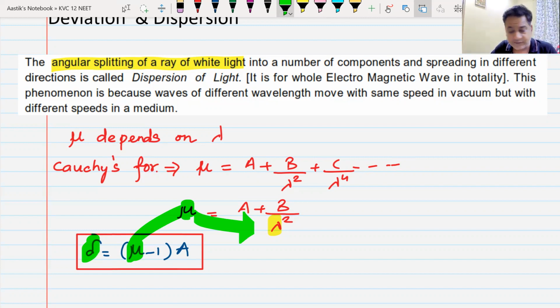Yes, if different wavelengths of light fall on the prism, they will be deviated differently. I hope everyone is noting it down. These are things that will come as questions in your exam. Why does this deviation happen, and who will deviate more and who will deviate less?